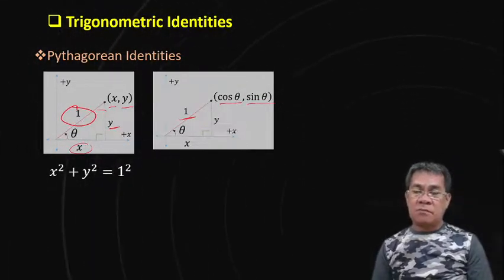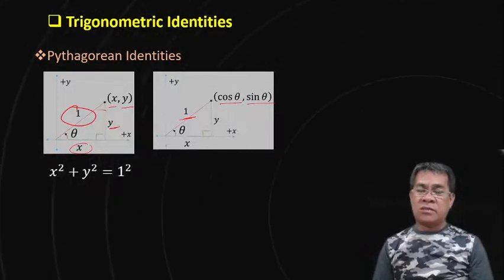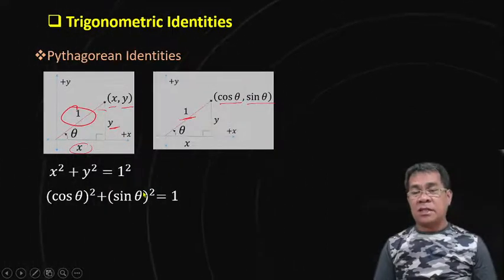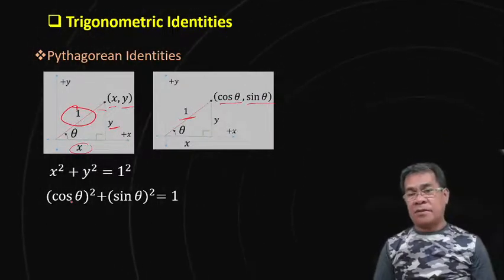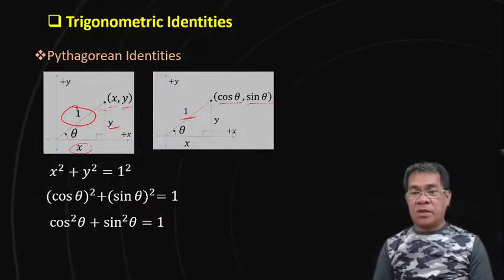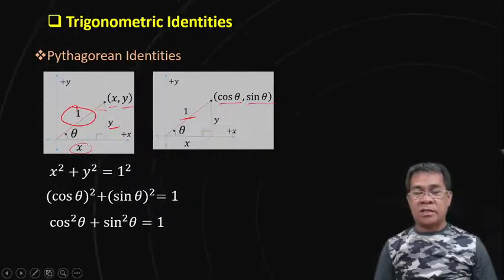Okay? So, squaring x added by the square of y is just equal to 1 square of 1. Or, simply, this is equal to 1. But take note that x is equal to what? Cosine of theta. So, therefore, we can say that the cosine square theta plus the sine square theta is just equal to 1. So, this is the first Pythagorean identity.